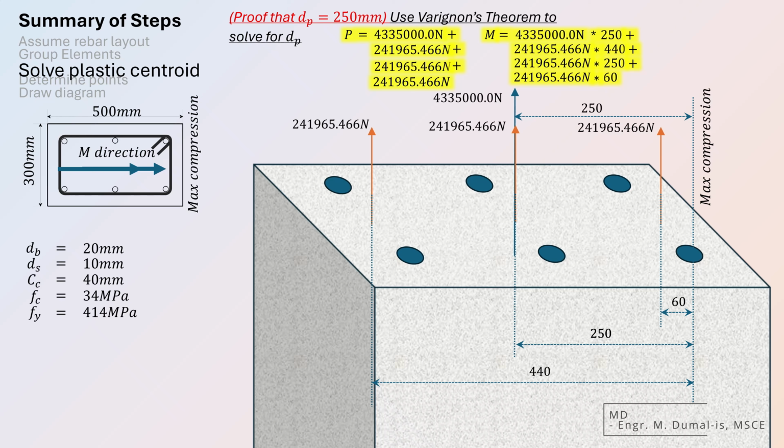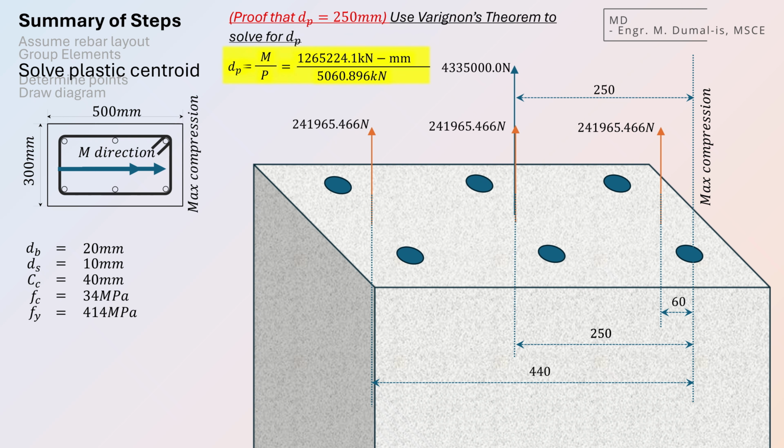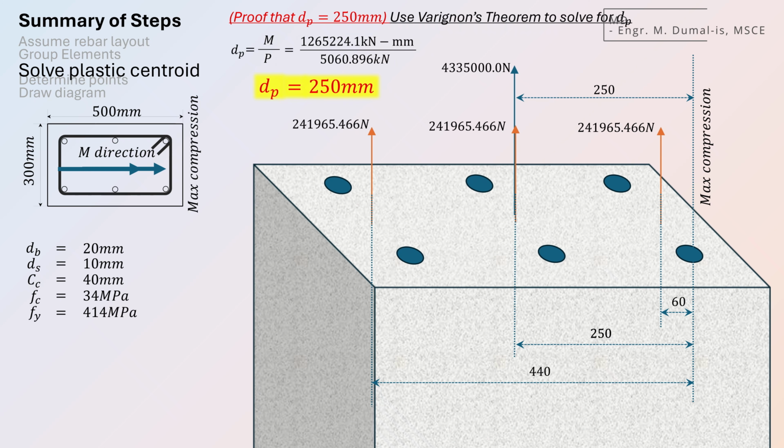Now we calculate the moment about the maximum compression fiber. We multiply each group's force by its respective D value and sum them all up. This total moment is what we'll refer to as M. Let us not forget to get the sum of all P as well. Finally, to get the plastic centroid, we divide the total moment M by the total force P. That gives us the precise location of the plastic centroid. And as expected, the value confirms our earlier assumption. The plastic centroid is at 250 mm.